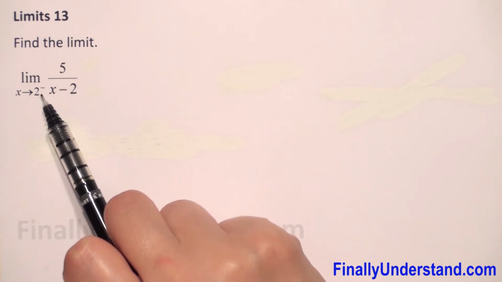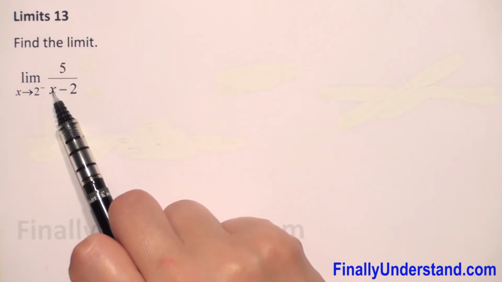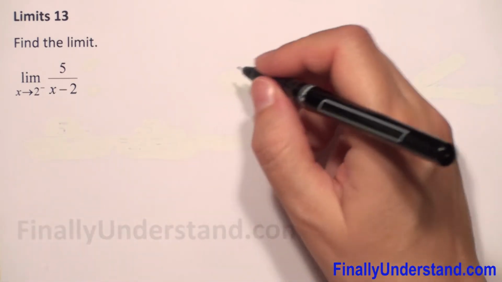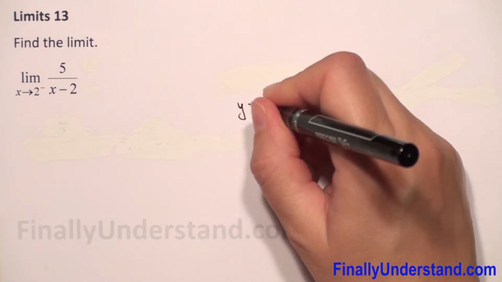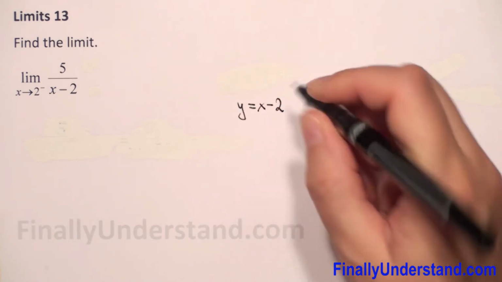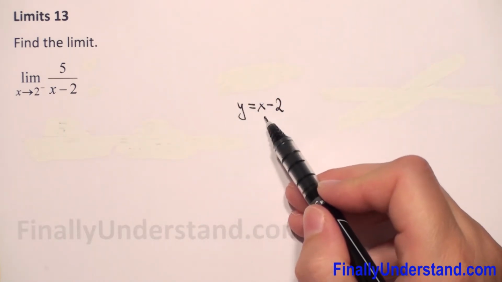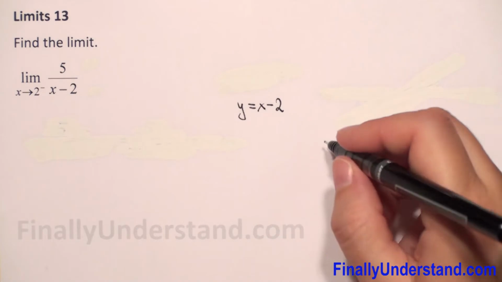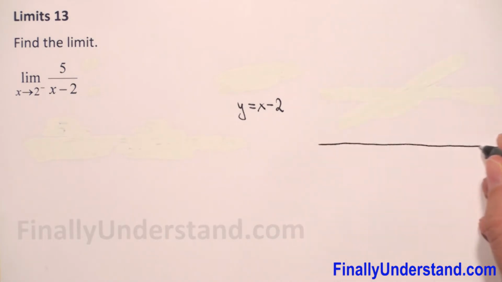Next step, because we have a left limit, when we have a left or right limit, we will draw the graph of the function which is in the denominator. In the denominator we have the function x minus 2. So this is a linear function, the graph is a straight line. A positive coefficient tells us that this line will increase. So let me draw this.